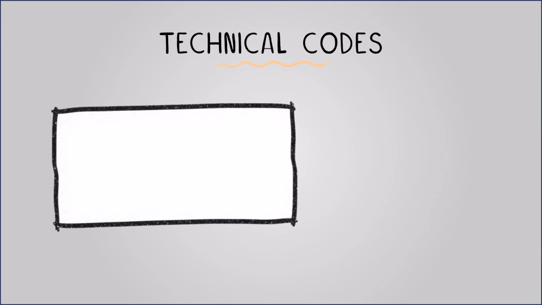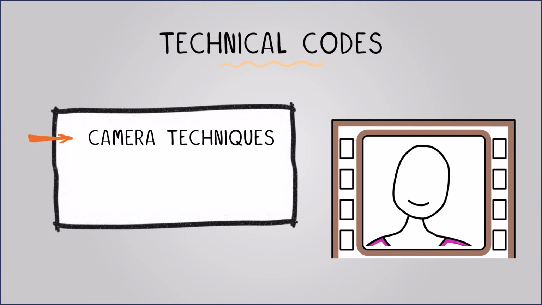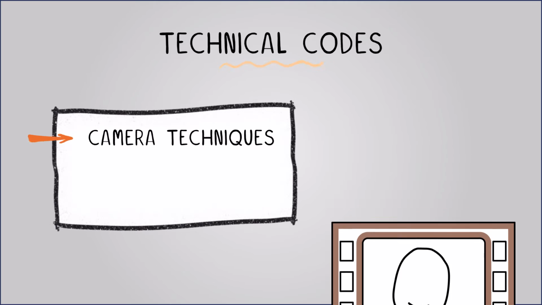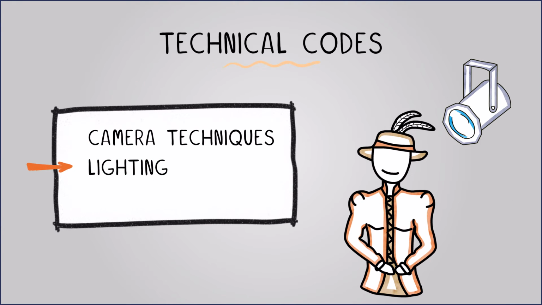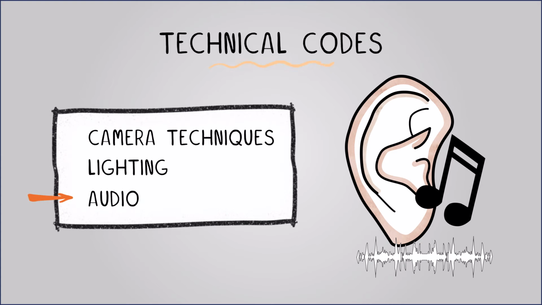Some common technical codes include camera techniques, such as how a close-up shot can help to show a character's emotion in a scene. Lighting, such as how bright lighting can be used to imply more natural lighting in a scene, so the audience knows they're outside in the day. And audio, such as how creepy background music can give a feeling of suspense and create tension in the audience.